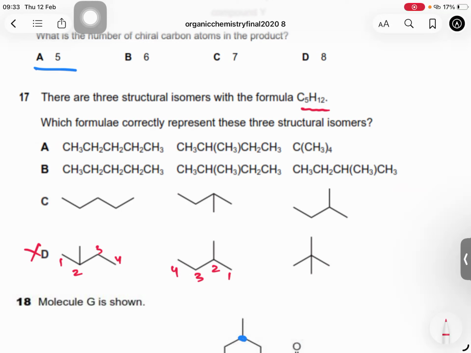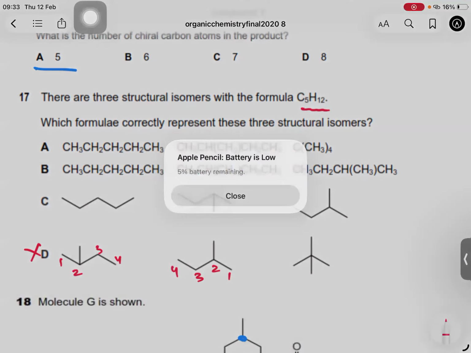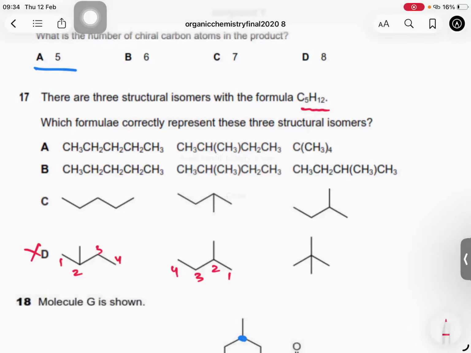I start giving names. If the name comes the same, I don't have to bother and see closely whether it looks the same or what is the case. Structure is the same if the name is the same. Okay? For example, look at this. This one is pentane. What is this? 2-methylbutane. What is this? Butane. For the structural isomers, they should be different in structures.